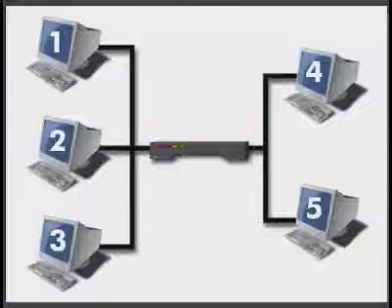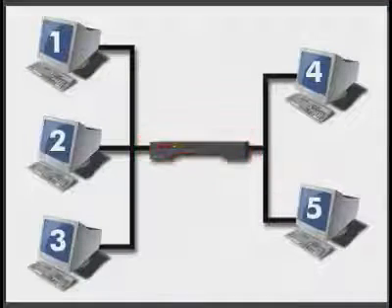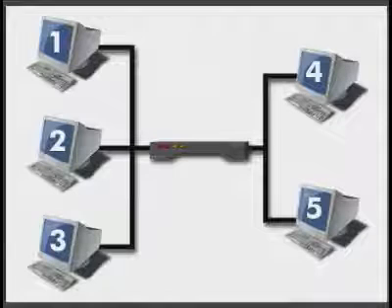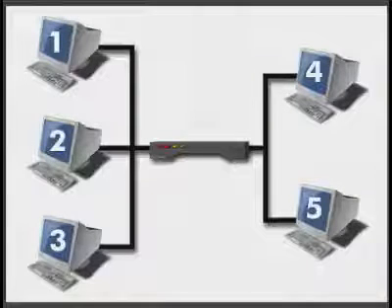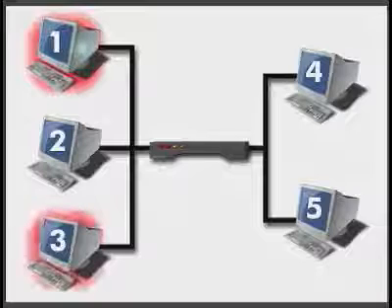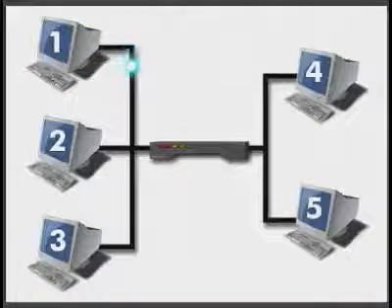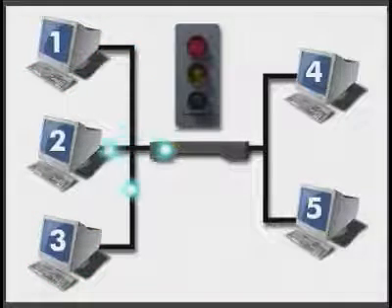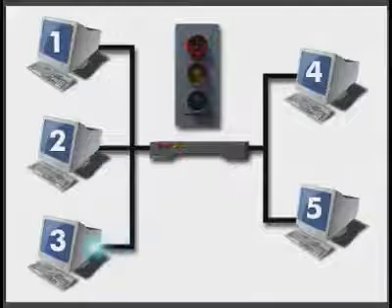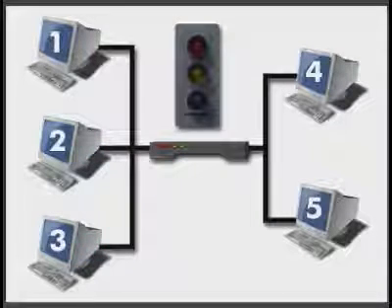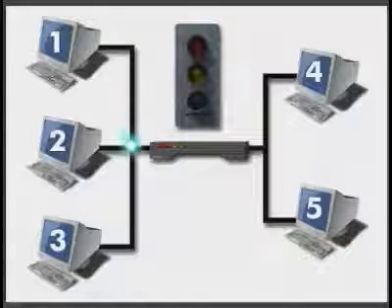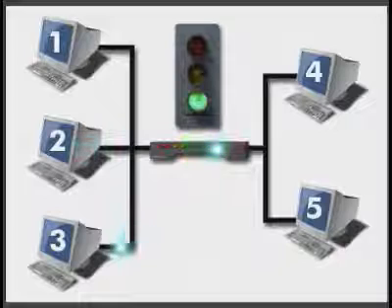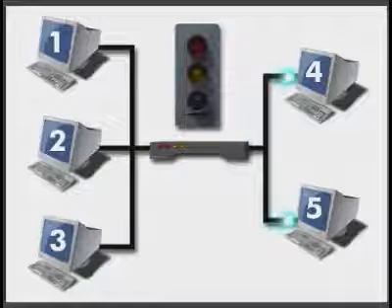A bridge connects two separate media segments that both use the same protocols. It reduces network traffic by intelligently passing signals between the two media segments. In this example, Computer 1 sends a message to Computer 3. The bridge prevents additional network traffic on media segment B by stopping the signal at the bridge. Next, Computer 1 sends a message to Computer 5. This time, the bridge allows the message to pass to media segment B and on to computer 5.